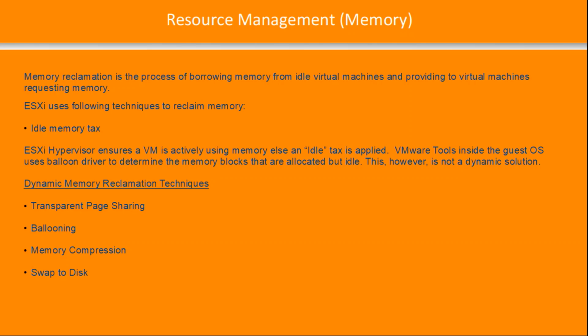Let's look at dynamic memory reclamation techniques. We look at 4, which are transparent page sharing, ballooning, memory compression, swap to disk. The interesting thing to note here is the order. The ESXi host will go through this in order as listed here when it's faced with memory contention. The first technique it'll try is TPS. If that doesn't work, then ballooning, memory compression, and then finally swap to disk, which incurs a huge performance penalty. In the next slides, let's take a look at these techniques in detail.